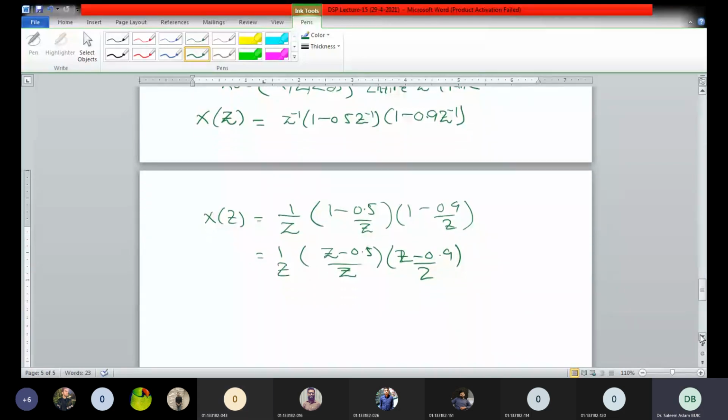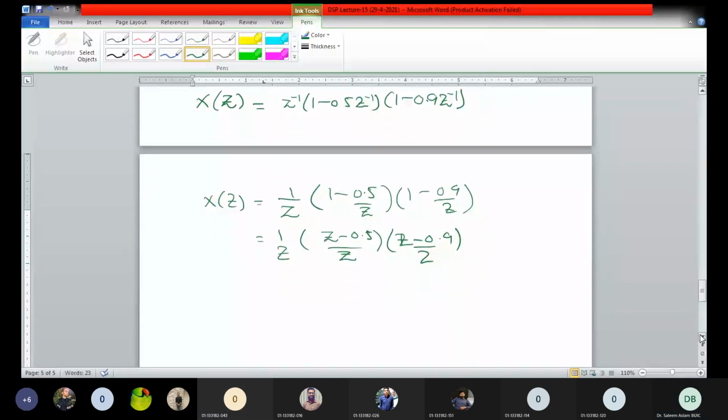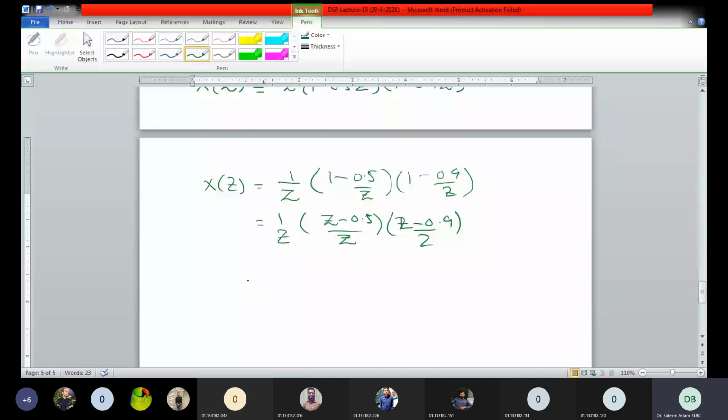So what this is equivalent to: Z minus 0.5, Z minus 0.9 over Z cube.